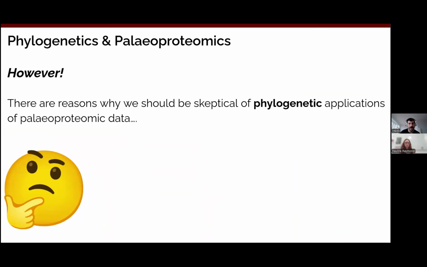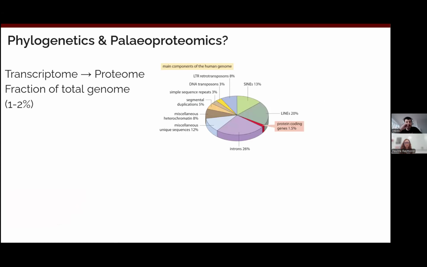applications on paleoproteomic data. That is because the transcriptome, which translates into the proteome, so the full number of proteins an organism possesses, is a mere fraction of the total genome. You can see how small it is right here. And in humans, it's around 1 to 2%.